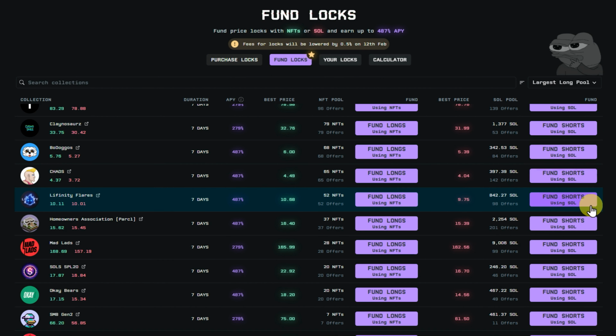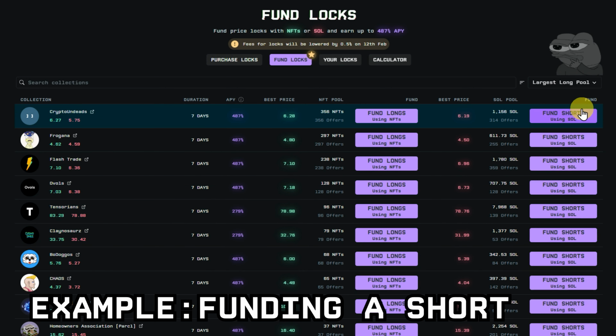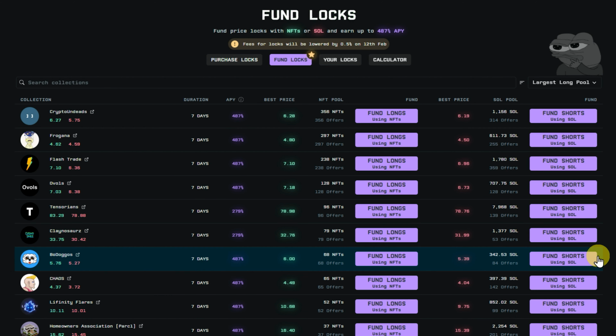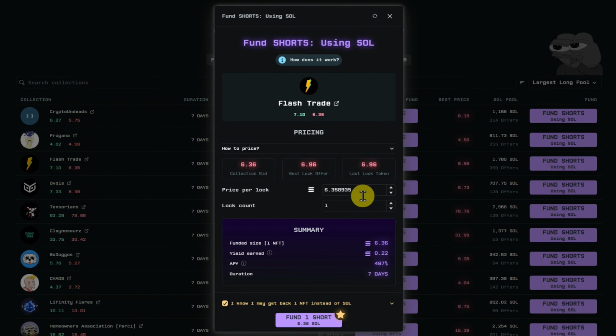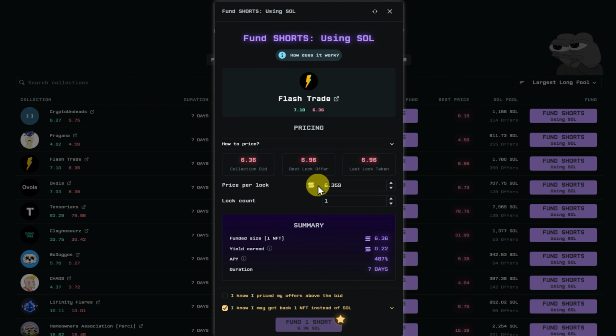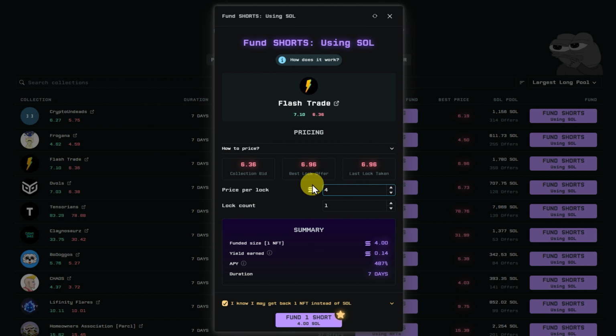Now what about funding a short? Here, it's a good idea to decide which collection you actually want to hold, because you could end up with an NFT. So Flash Trade. I'm keen on this. Click on Fund Shorts, and here we can put in the price per lock. The best lock offer is almost 7 SOL. With this short, we could go higher, so we can click on this and then maybe go 7, or we can set a low offer in case the price starts to go down, and maybe we're happy to pay 4 SOL to get one of these NFTs.